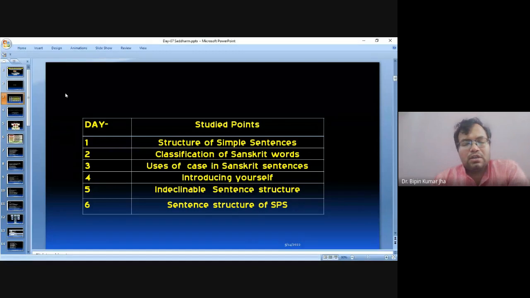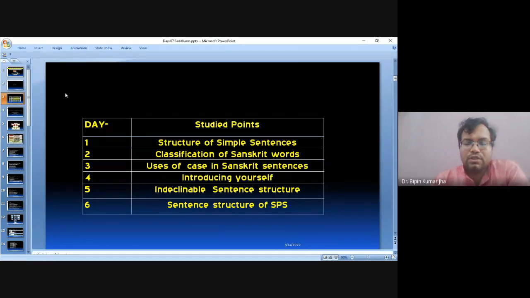In the third day class, we saw the uses of case in Sanskrit sentences, because the case or karak is the vital point of Sanskrit grammar. So it is a very important thing. If you are not able to understand the uses of case, then you will lose the meaning of that particular sentence. That's why we took a glimpse of case.